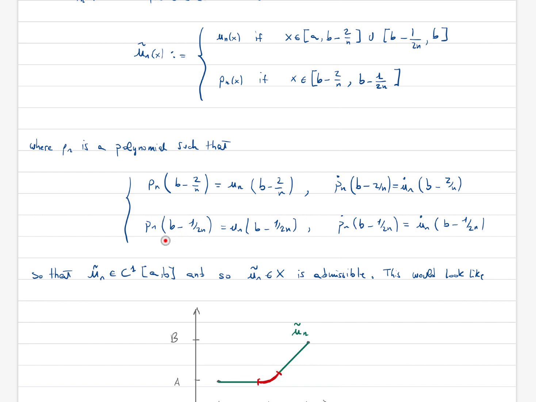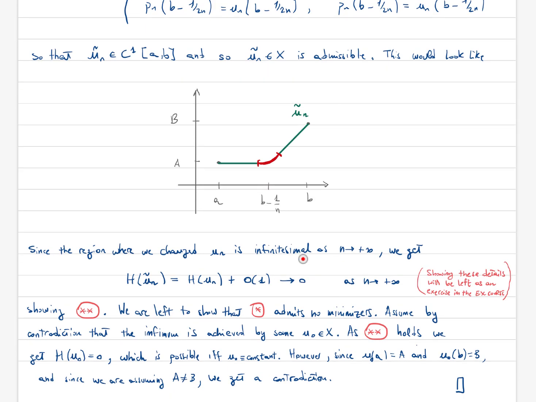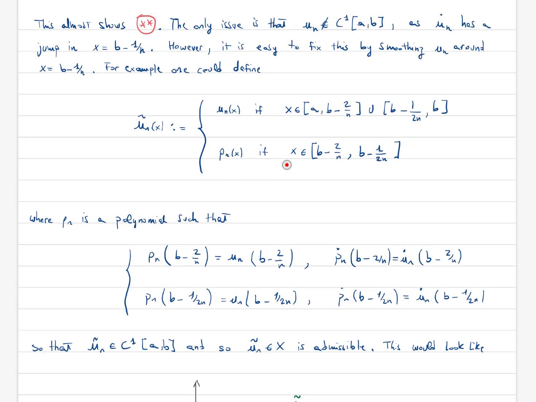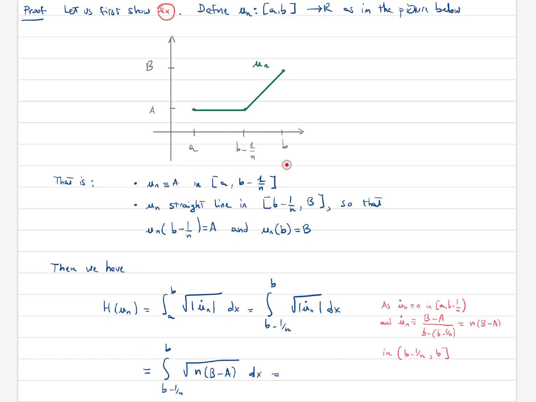and the same for the right corner here, so Pn evaluated at b minus 1 over 2n has to be equal to un evaluated at the same point, and the same goes for the derivative. And you can see that you end up with a C1 function. Okay, and you're also still preserving the boundary conditions. So un tilde is actually admissible, is an element of X. Once you do this, the only thing left to do is to compute the energy of this function and hope that it is the same as the energy of the un that we constructed before, this green function here.